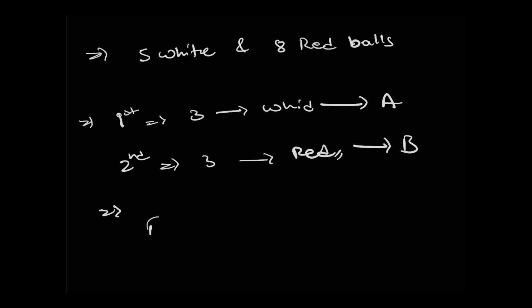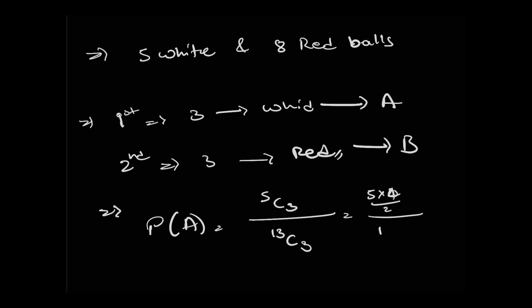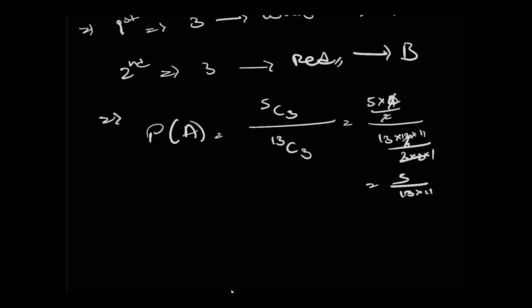Probability of A is: the total number of choices will be 13C3, and only 3 white means 5C3. That is 5 into 4 by 2, over 13 into 12 into 11 by 3 into 2 into 1. It cancels 2 times. That is 5 by 13 into 11, or we can write it as 5 by 143.